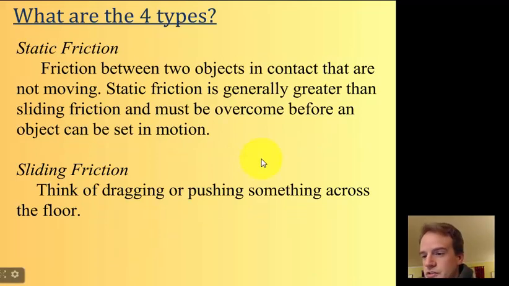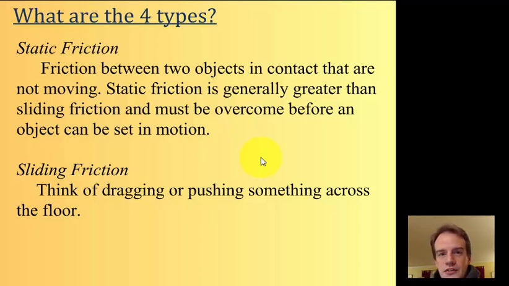There's static friction, which exists between any 2 objects that have contact that are not moving. Now, static friction is generally greater than sliding friction and must be overcome before that object can be set in motion. So if you've ever tried to move something really big, it took a big push to get it started. Well, that's that static friction that you're trying to overcome.